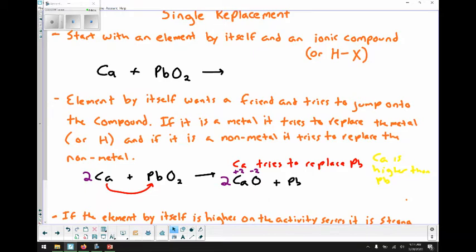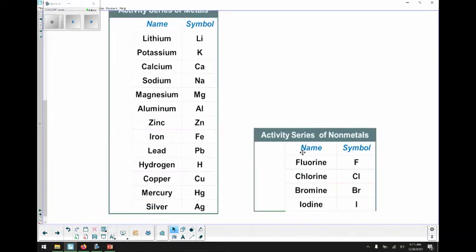But for the nonmetals, if I go to the list and you look at the nonmetals, you'll notice that they are Brinkelhoff nonmetals, so fluorine, chlorine, bromine, and iodine. So if they're by themselves, they are F2, Cl2, Br2, and I2.